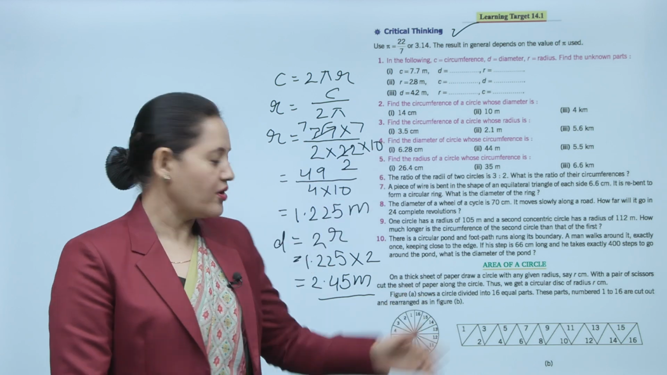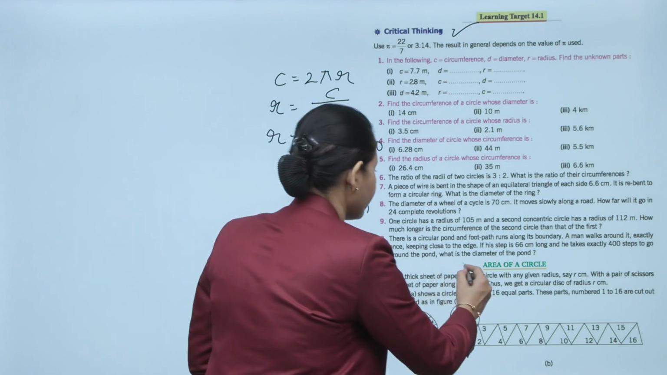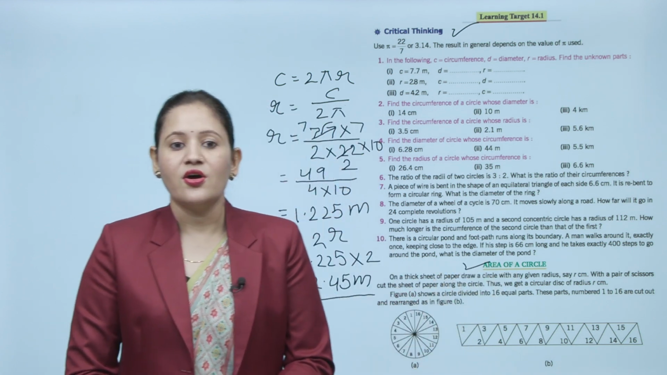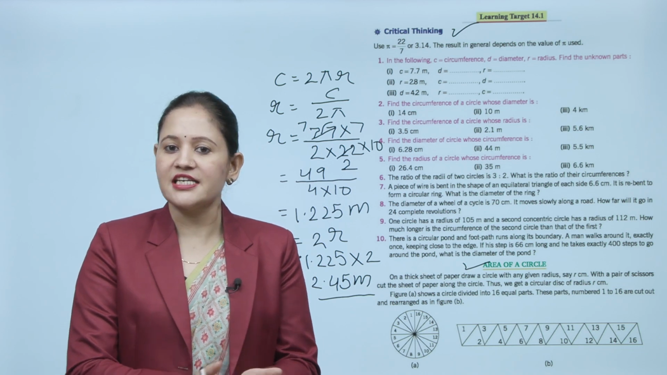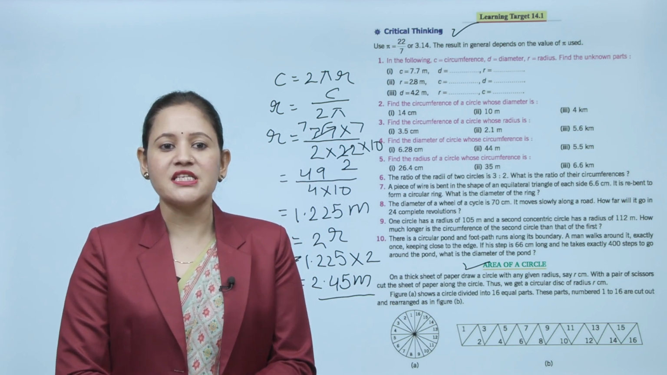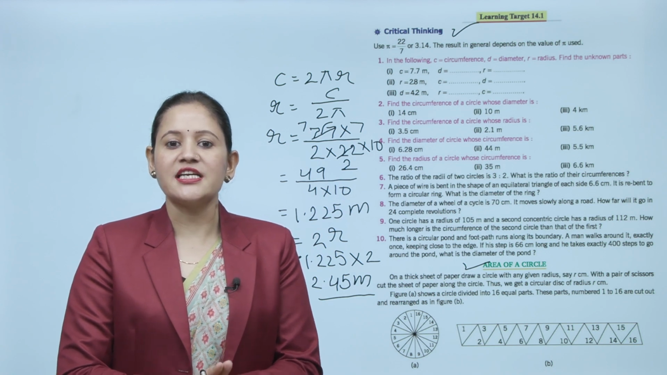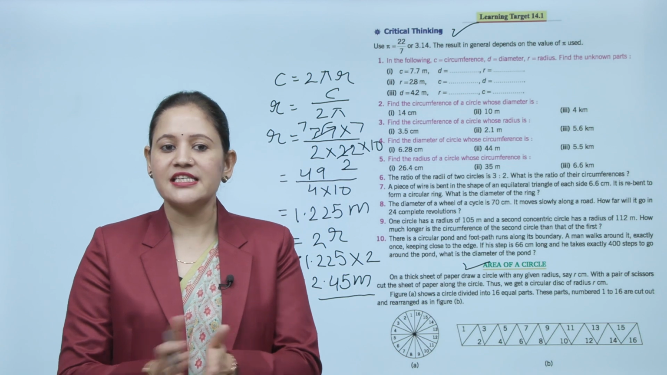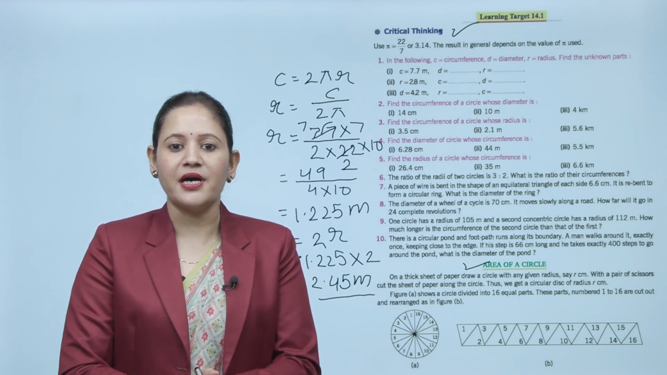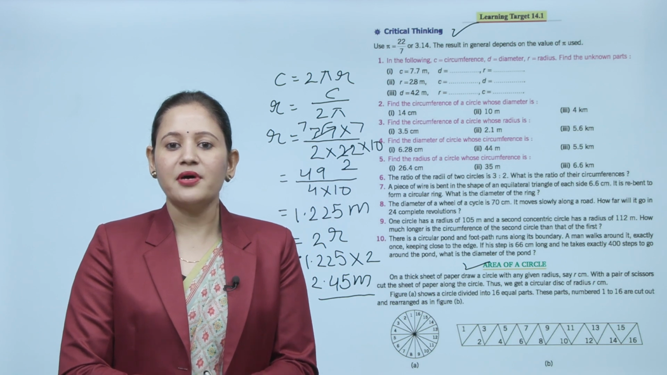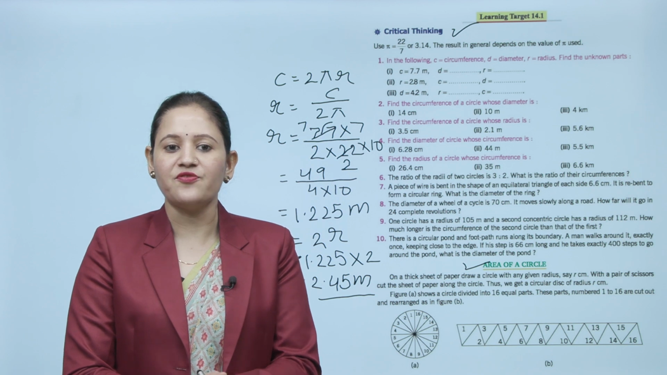So you have to practice all the questions. Next is area of a circle. On a thick sheet of paper, draw a circle with any given radius, say r centimeter. With a pair of scissors, cut the sheet of paper along the circle. Thus we get a circular disc of radius r centimeter. Figure A shows a circle divided into 16 equal parts. These parts, numbered 1 to 16, are cut out and rearranged as in figure B.